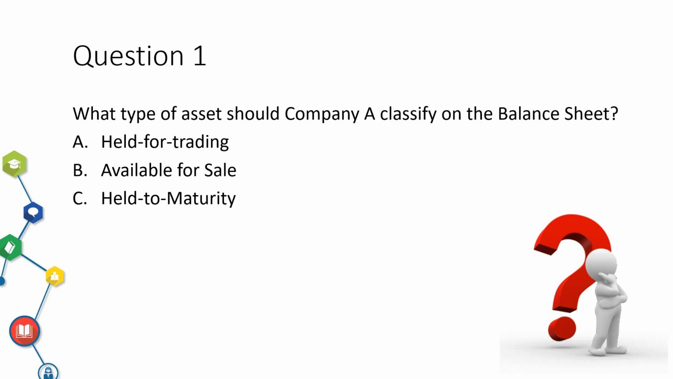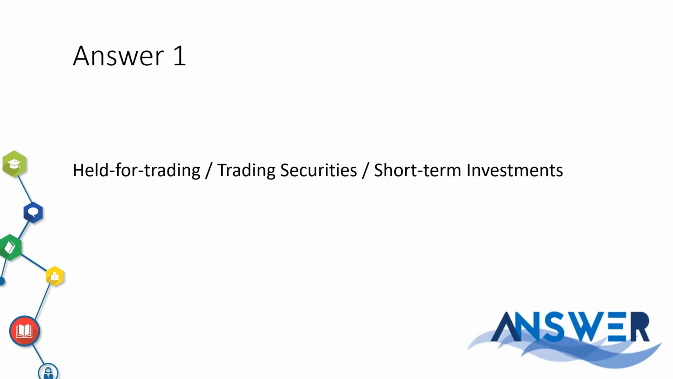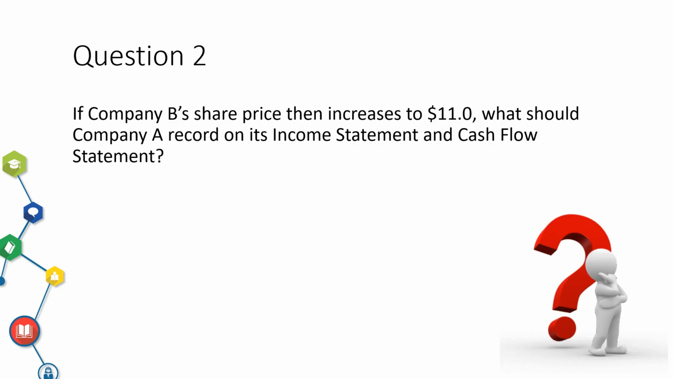Held for trading, available for sale, held to maturity. You can pause this video for 1 minute to answer. The answer is held for trading, or trading securities, or short-term investments. Question 2. If Company B's share price increases to $11, what should Company A record on its income statement and cash flow statement? You can pause this video for 1 minute to answer.